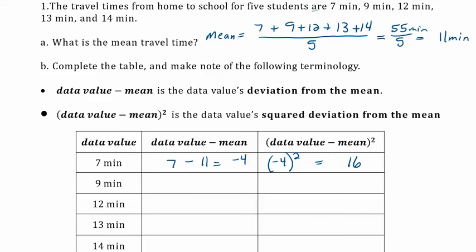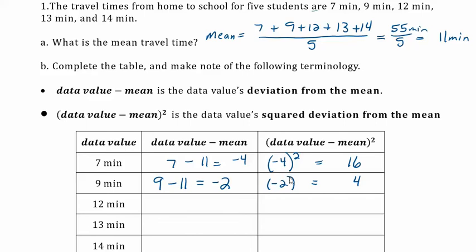I'm going to do one more with you and then have you complete the rest. For 9, we take our data value of 9 and subtract 11, and we get -2. What this -2 tells me is that this data value is 2 less than the mean. The average is 11 minutes, and this 9 is 2 minutes under that, right? Then we square that and we get +4. So all these values over here are going to be positive.